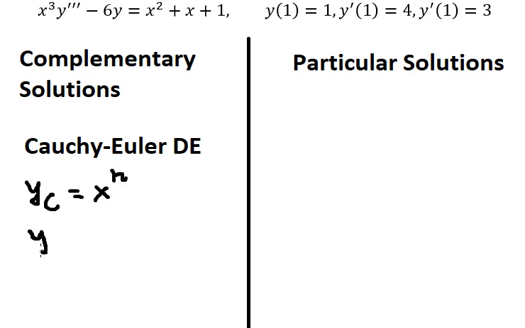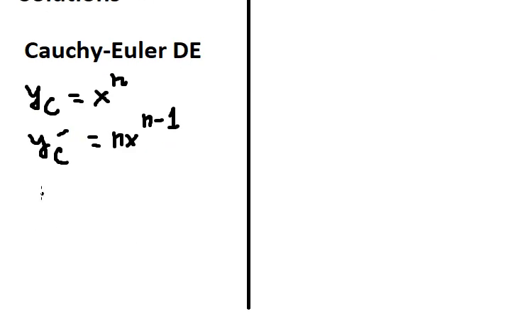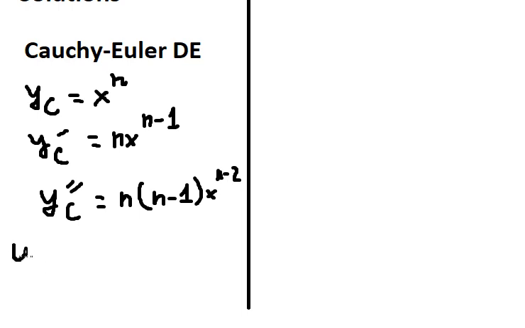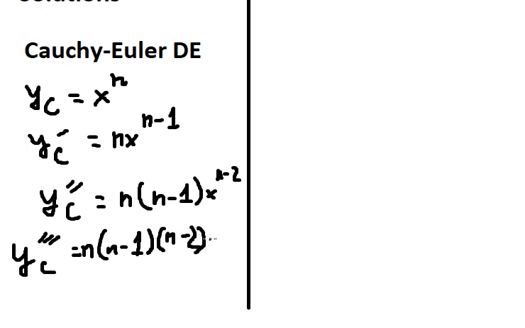Later we do the first derivative of yc, and we have ns to the power of n minus 1. The next one, the second derivative of yc, and we have like this. And we go to the third derivative of yc, and we have n multiplied by n minus 1 and n minus 2, s to the power of n minus 3.